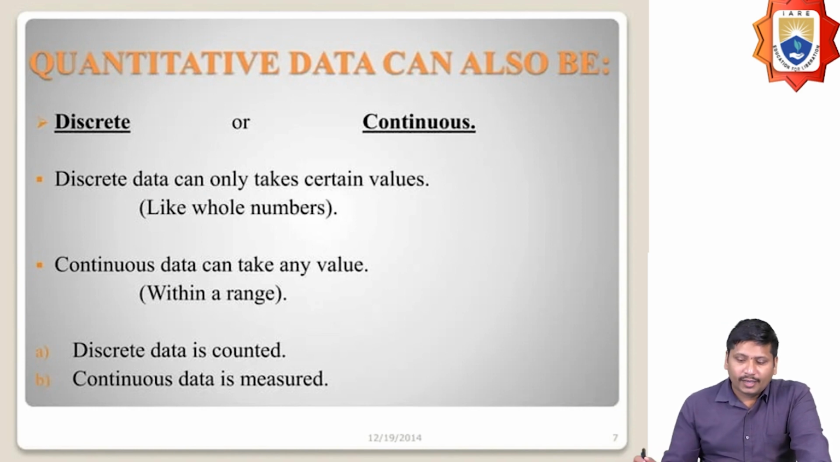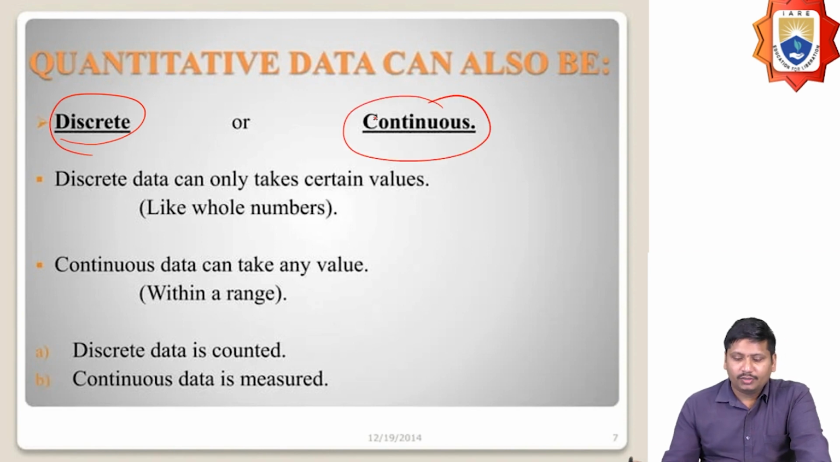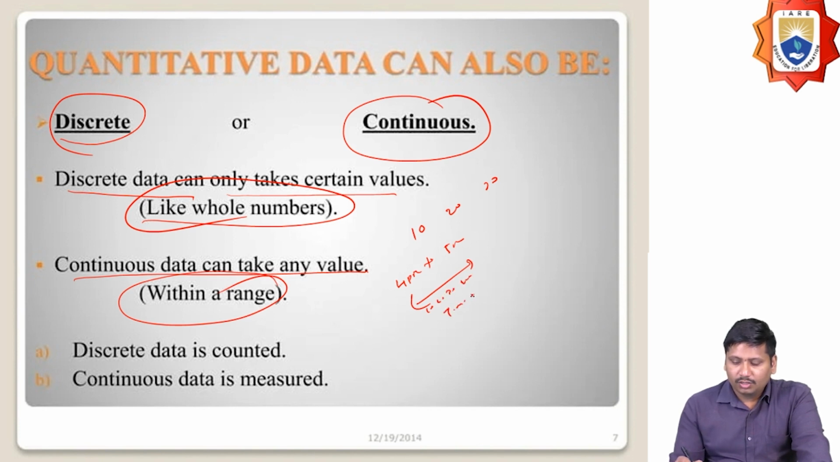The quantitative data again should be either discrete or continuous. Discrete data can only take certain values like whole numbers, and continuous data can take any value within the range. So discrete data is 10, 20, 30. Continuous data, if I took some time, 4 p.m. to 5 p.m., in between the range, then it should be treated as continuous data.